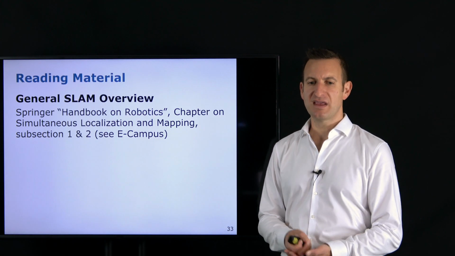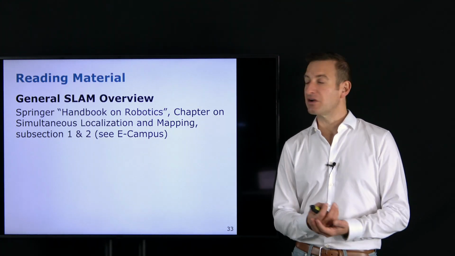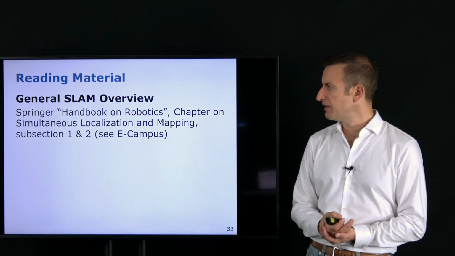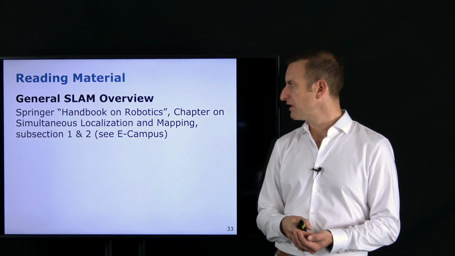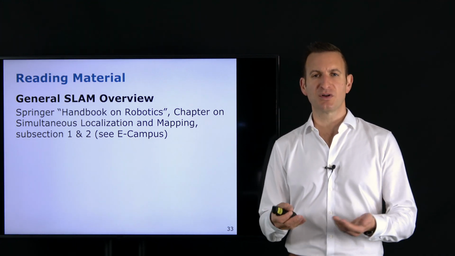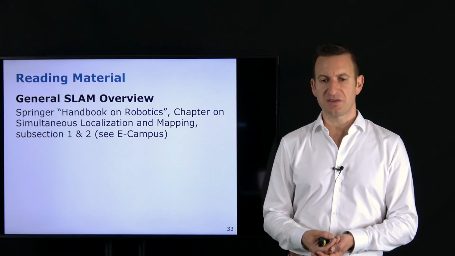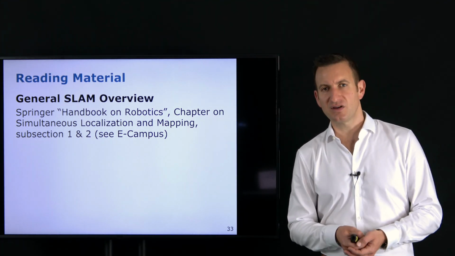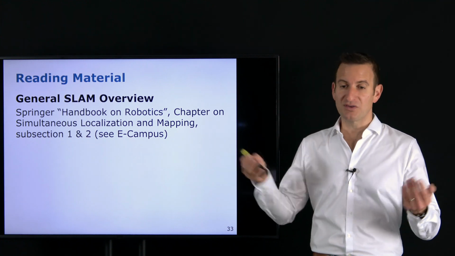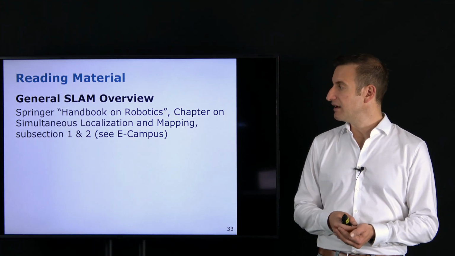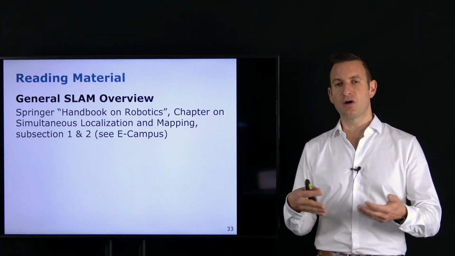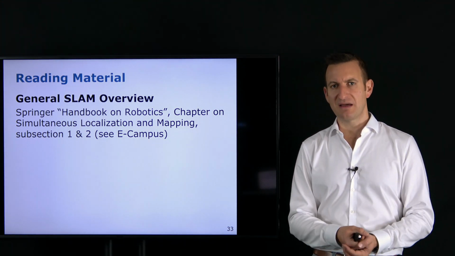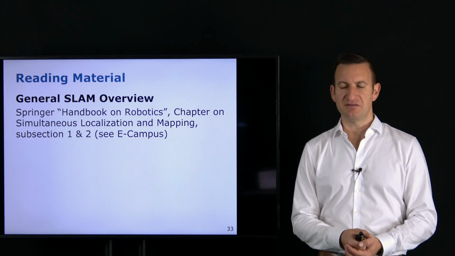With this, I'm coming to an end. If you want to read a bit more, for a general overview I recommend the Springer Handbook of Robotics, 2nd edition, and there the chapter on localization and mapping. You could start with subsections 1 and 2. For those of you enrolled at the University of Bonn, you can access it via eCampus. For the others, it's not that easy to access, so you probably need to buy the book or see if it's available online. But it is a good overview of the SLAM problem and basically explains what I have explained here before and then dives even deeper.